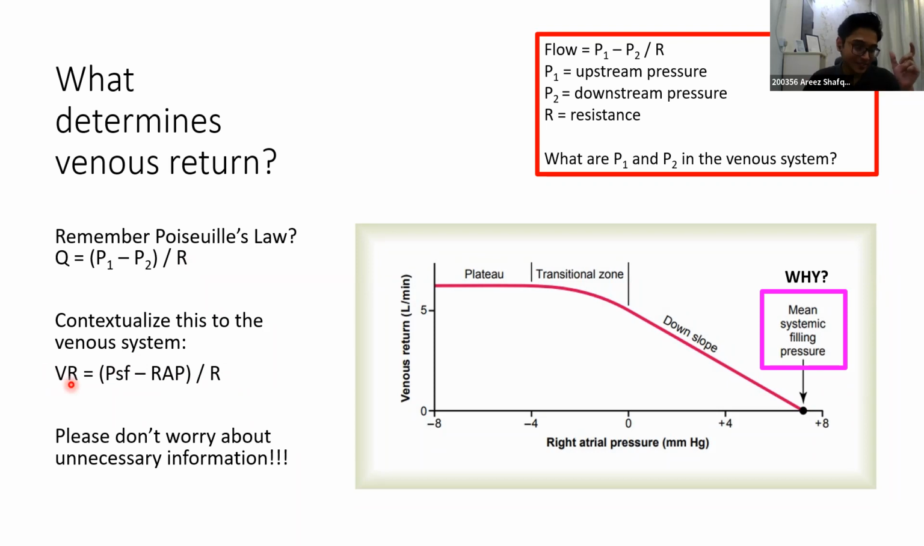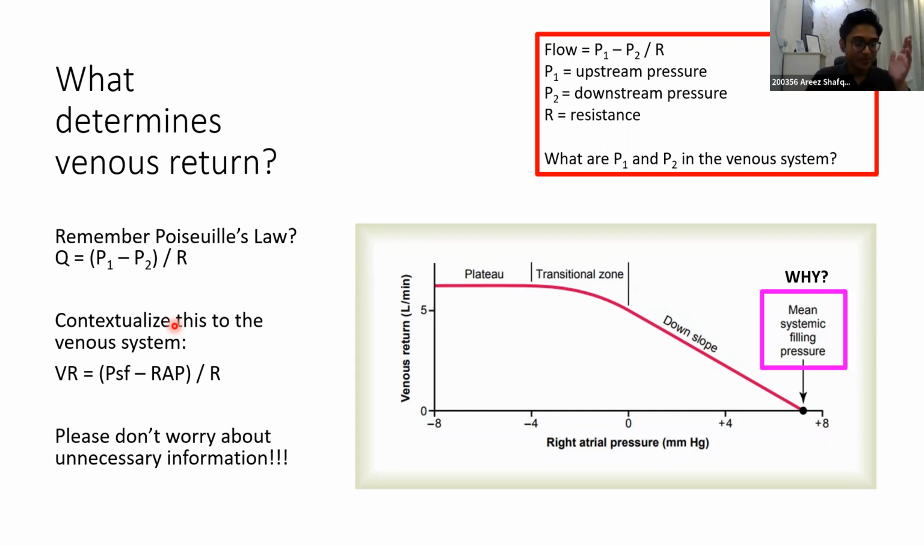So lots of people get confused about the equation of venous return. It's basically the same as this equation, but we've just contextualized this equation to the venous system. We've made flow into venous return, P1 into PSF, P2 into right atrial pressure. Does this make sense up until now? Yes, what's PSF? Okay.